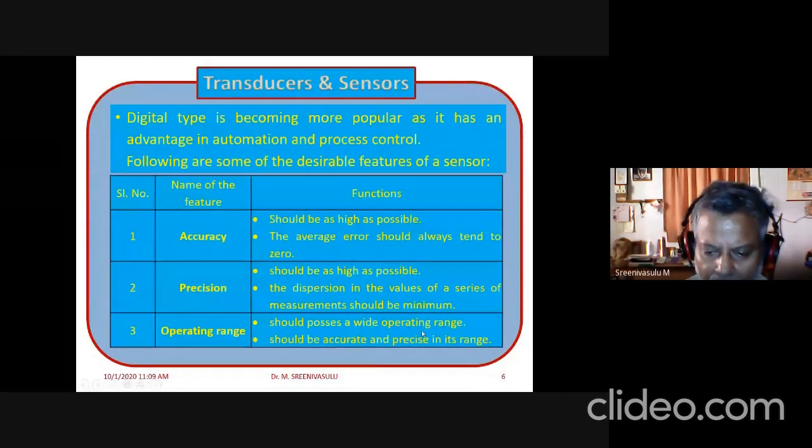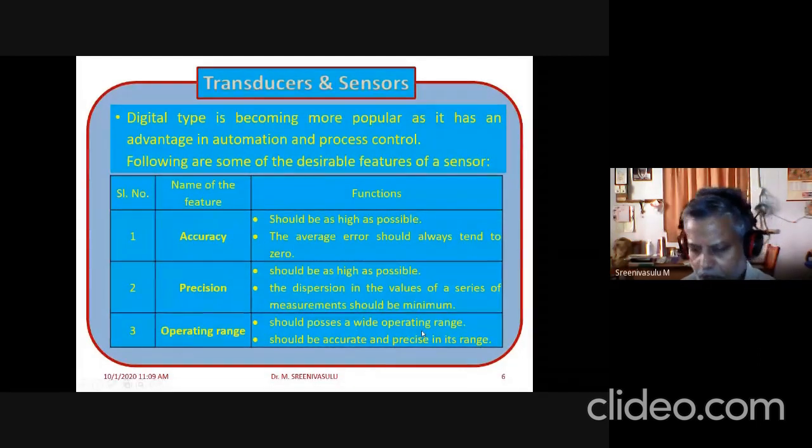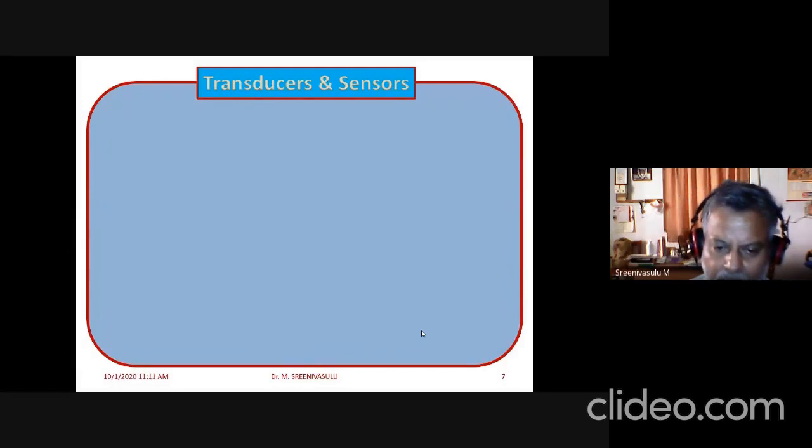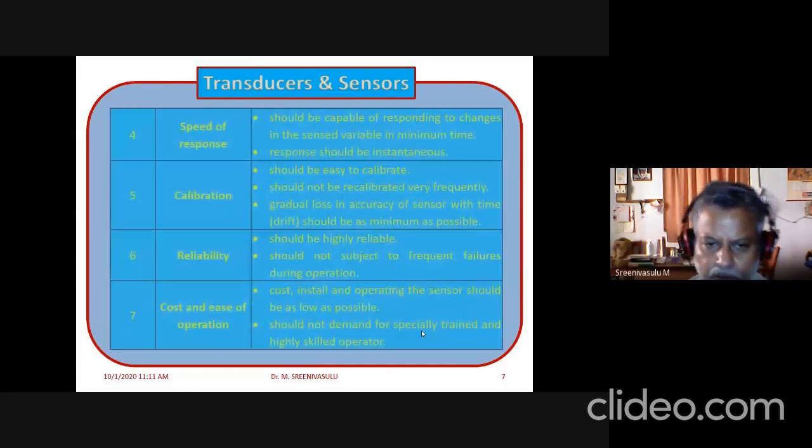That too, you should also take into account within that particular wide range whether the accuracy is good or not, and whether the precision is again good or not, and the validity of those values with respect to the accuracy and precision within the range you are trying to use. That should also be taken into account.